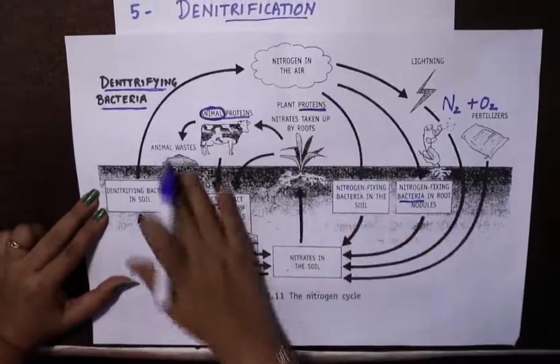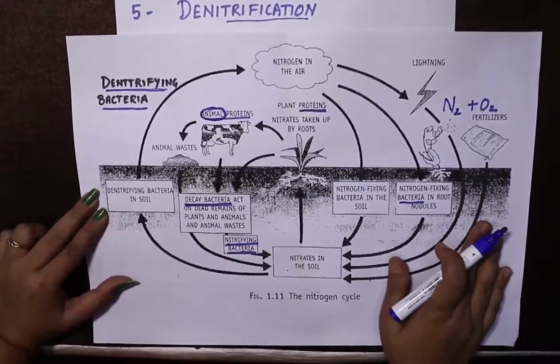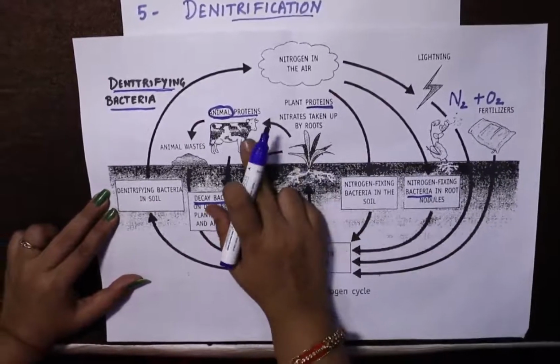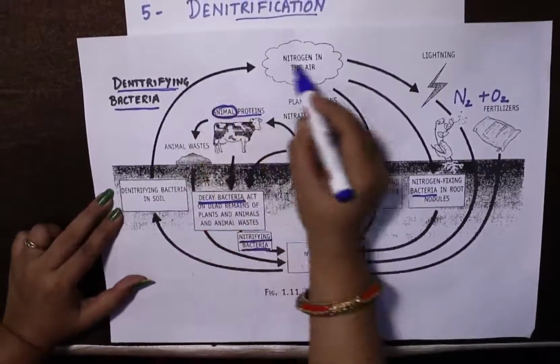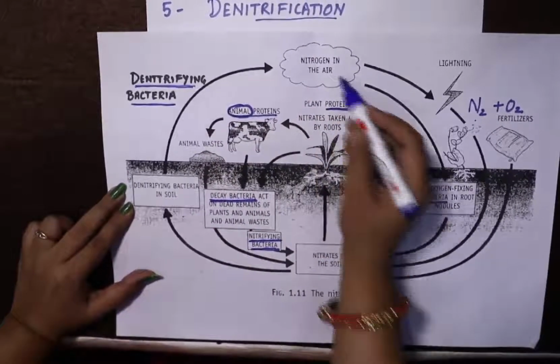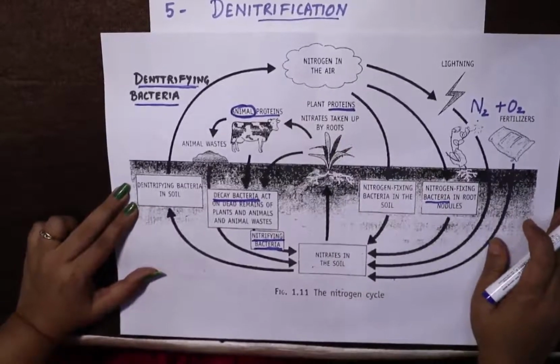So this is a cyclic process where the nitrogen is fixed, used by the plants and the animals, and later on returned to the nitrogen present in the air or the atmosphere. So this is all about the nitrogen cycle.